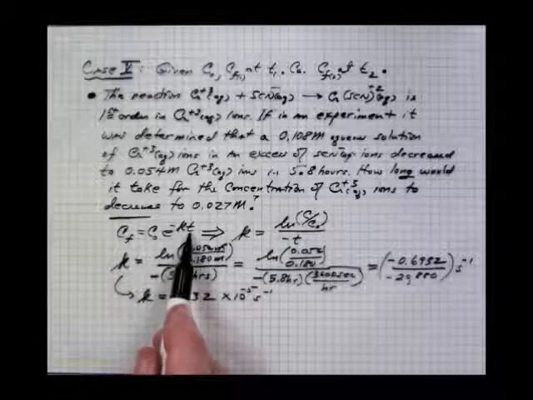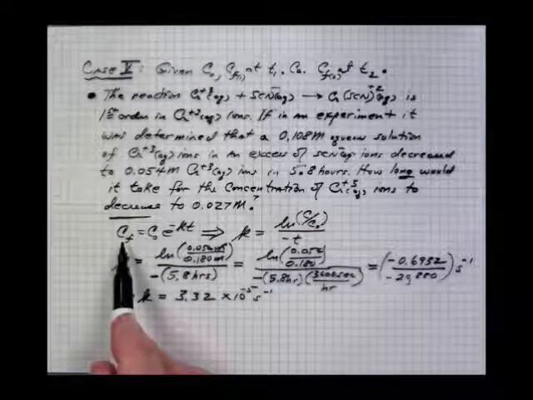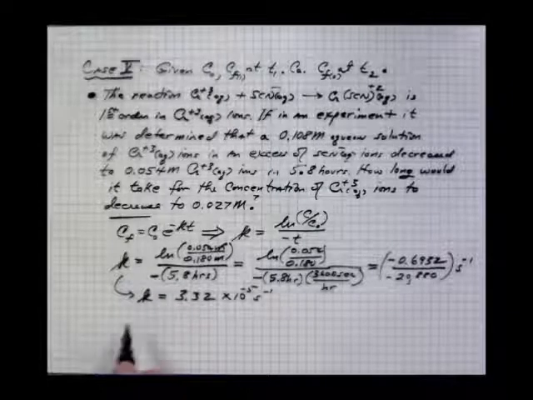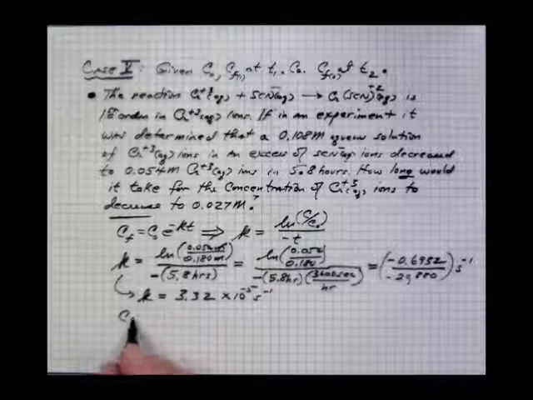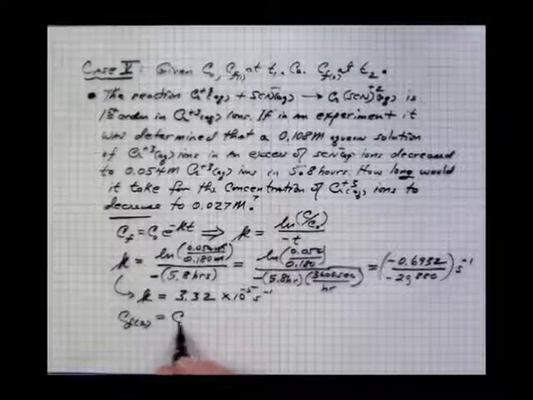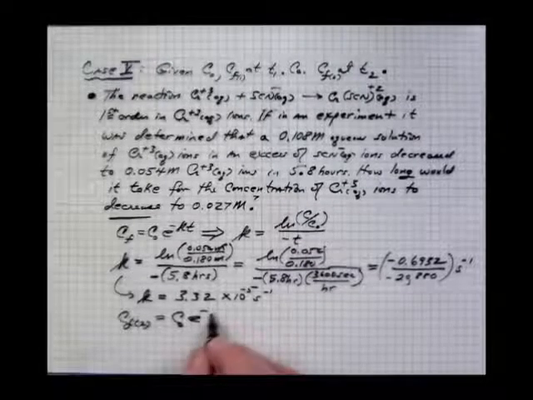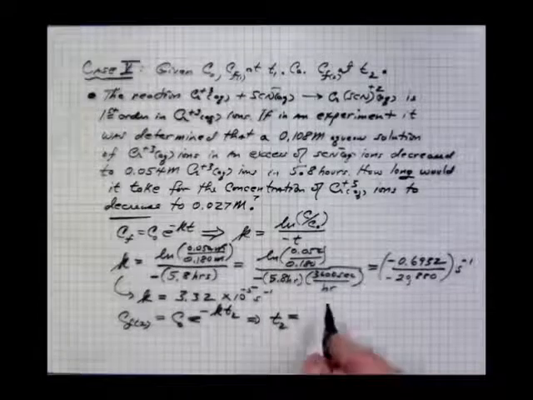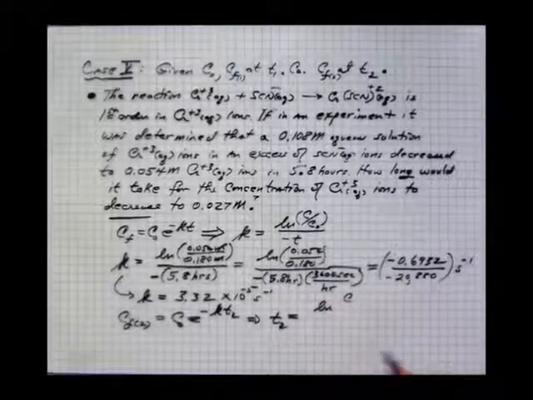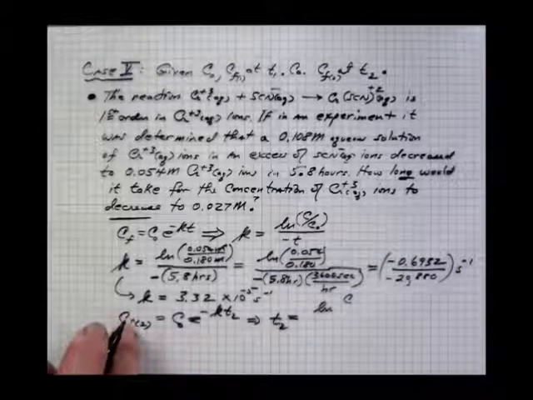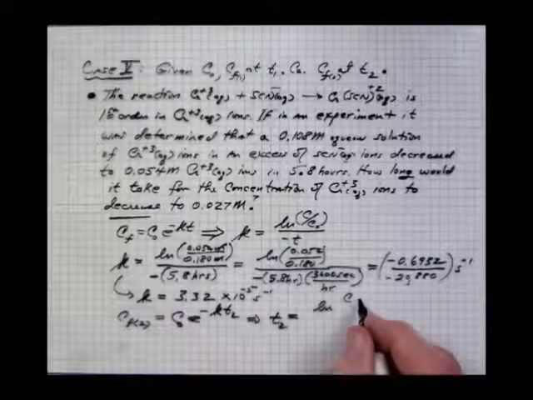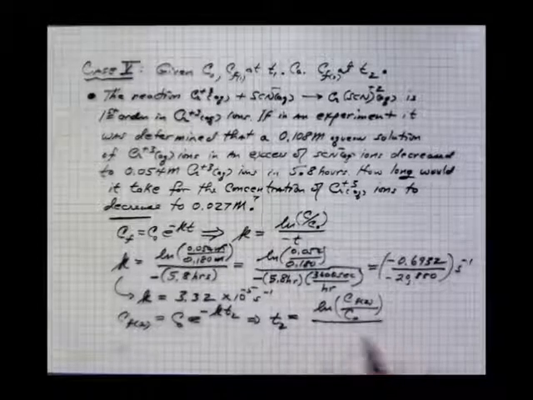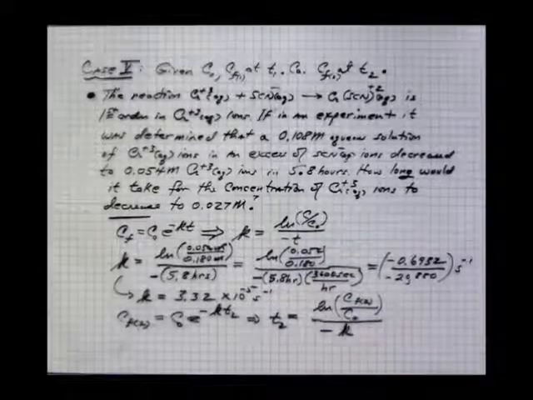To calculate how long, T2, it would take to achieve a C final 2, or a second final concentration, we'll set this up as C final 2 equals C sub 0 e to the minus K T2, and T2 is now equal to ln of C final 2 divided by C sub 0, and that is divided by a minus K.